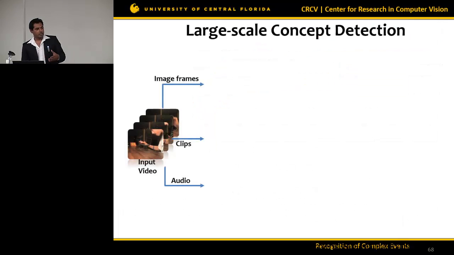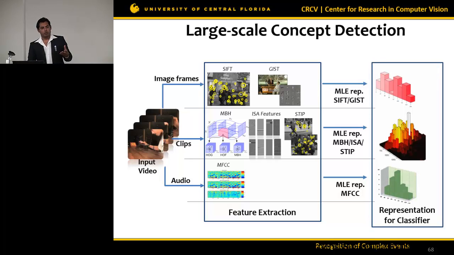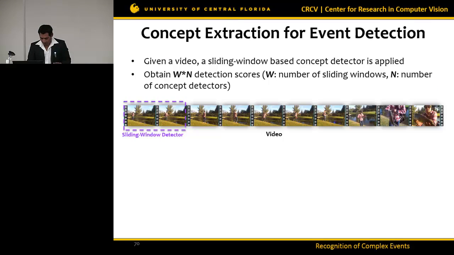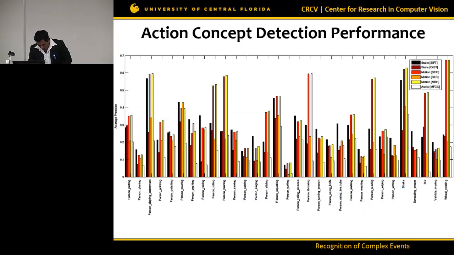Now we extended this approach to large-scale concept detection, where, as I said, concept detections are really important for predicting what kind of events. This shows how concept detection is performed on different modalities, and after that you fuse these to get a final classifier. Some statistics on the number of concepts: we have about 93 spatio-temporal concepts, and we apply these detectors in this fashion, where given a video, you basically do a sliding window-based approach and apply these detectors there.